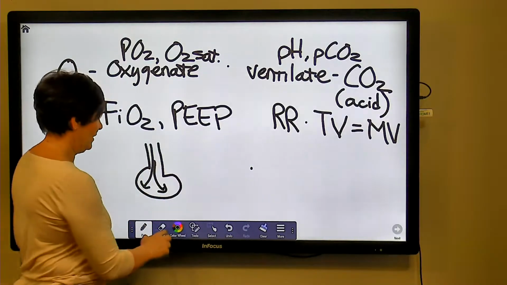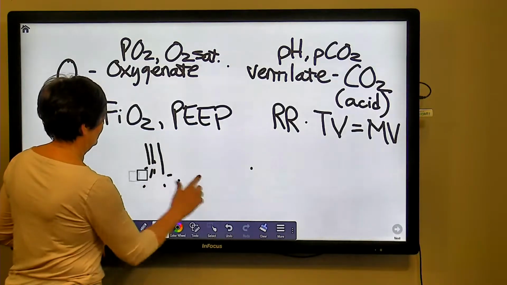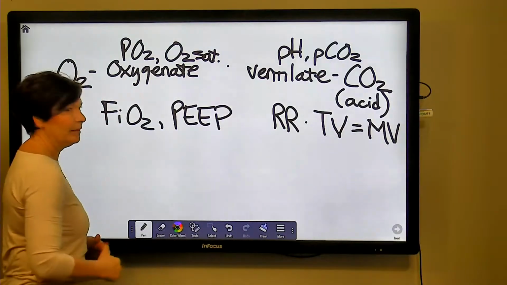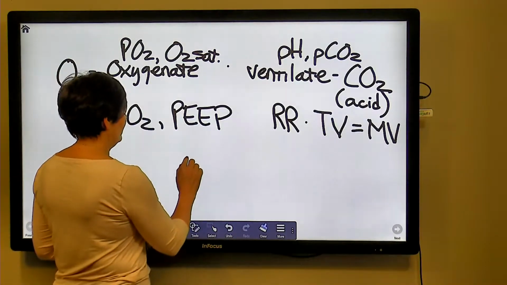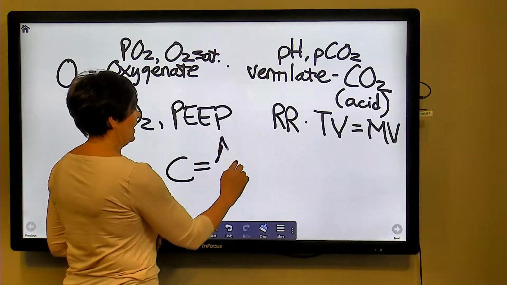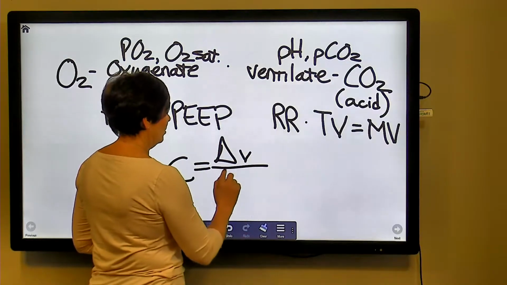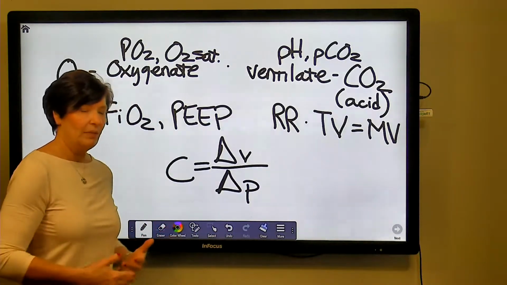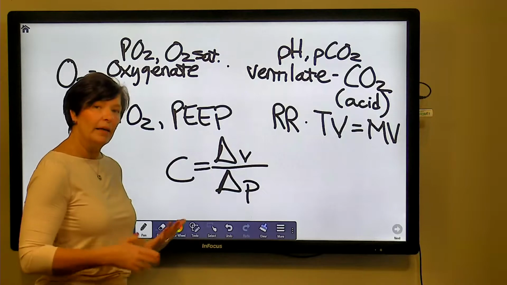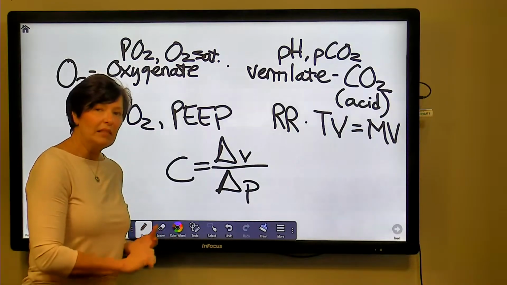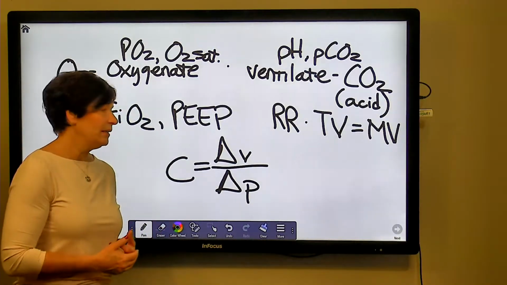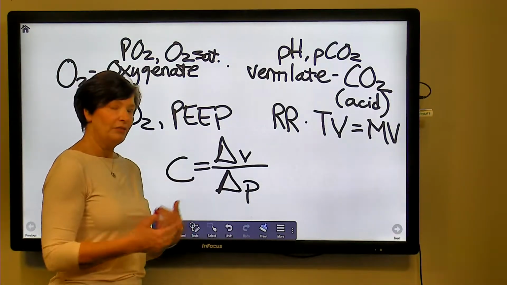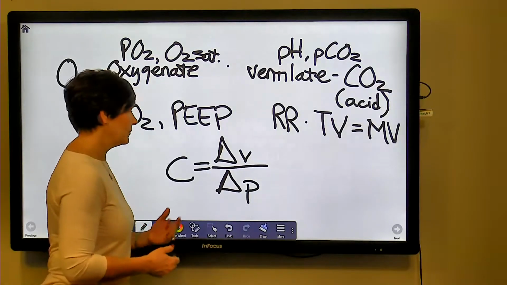There's one other thing that we need to know before we start looking at our modes of ventilation, and that is compliance. Compliance is a change in volume over a change in pressure. Why is this important? Because as we get sick, as we develop ARDS, pneumonia, CHF, any kind of pulmonary edema, our compliance will decrease. And it's also two different ways that we can ventilate our patients.